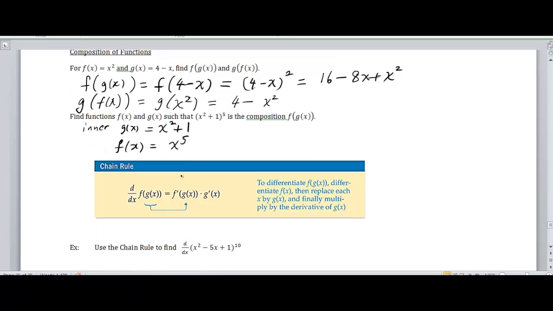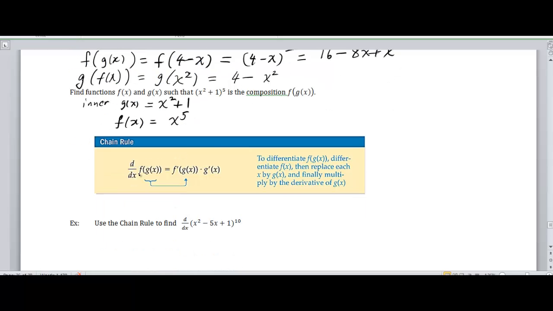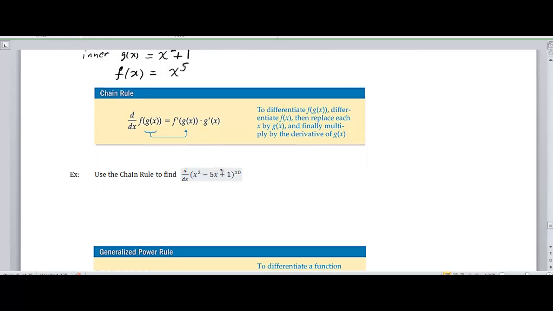Now what the chain rule tells you is if you have a composition of functions like this, you're going to take the derivative of the outer function, leave the inner function alone, times the derivative of the inner function. Okay? So let's do an example.